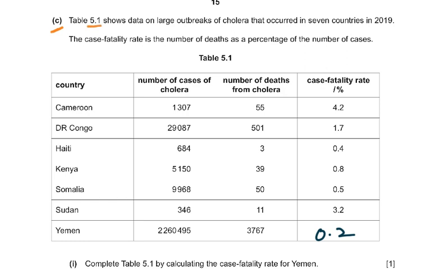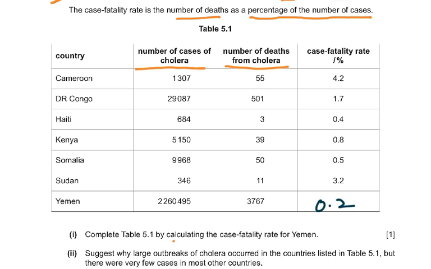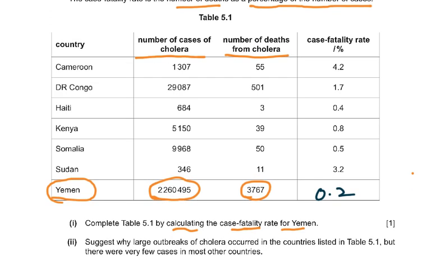Part C of the question. Table 5.1 shows data on large outbreaks of cholera that occurred in 7 countries in 2019. The case fatality rate is the number of deaths as a percentage of the number of cases. So number of deaths as a percentage of the number of cases is called the case fatality rate. Now it says complete table 5.1 by calculating the case fatality rate for Yemen, which was not done. So you have to divide 3767 by 2260495 and then multiply by 100, and you got this, and it was only two. You can see 4.2, 1.7, so you had to give only one decimal place.